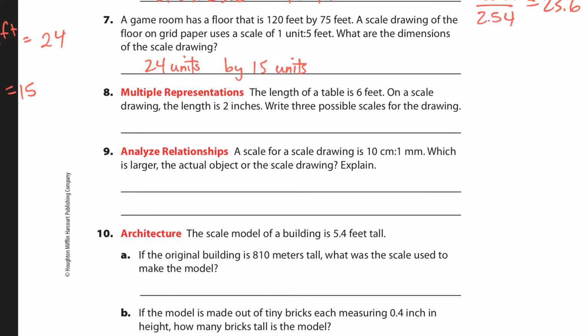Well, first thing I could do is I could say 2 inches corresponds to 6 feet. That's pretty easy. And then I could take half of both of them. I could say 1 inch is 3 feet. And then I could double that, and I could say double the 2, that's 4 inches, is 12 feet. So there you go.